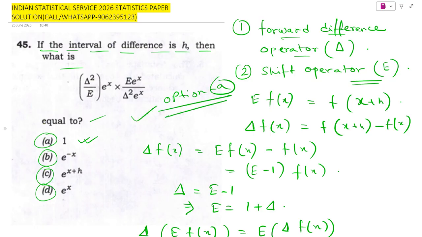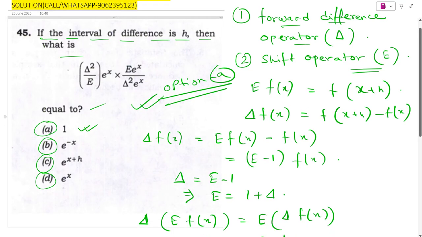So option number A is the right answer for this particular question. Now, some students might feel a bit hesitant about cancelling the operators out so loosely. So let's verify it by expanding the terms explicitly using our function f of x equal to e to the power x.